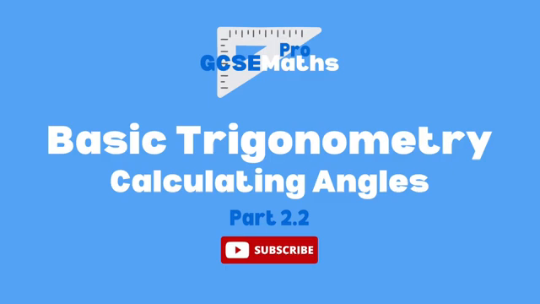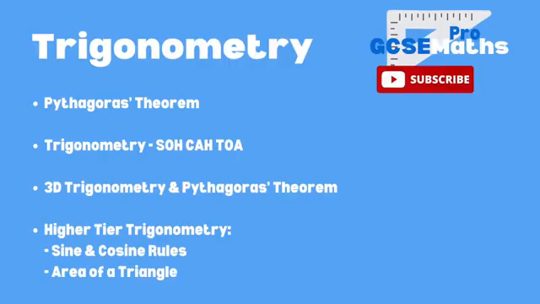Today's video is the second part of basic trigonometry, where we'll be focusing on calculating angles. So make sure you go back and check out the first part, which was on trigonometry for finding missing sides, before you check out this video, because we've already gone through the method in a lot of detail. This video and the past two videos in this series are for foundation tier as well. Anything beyond this video is then higher tier.